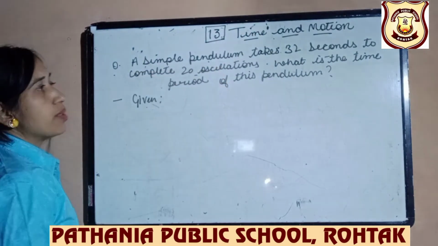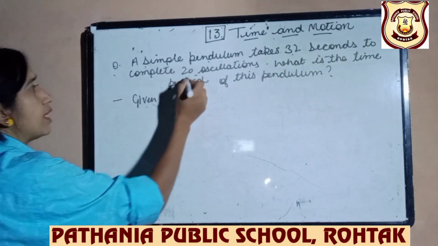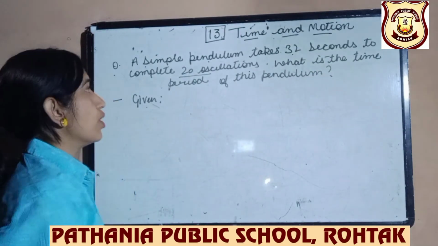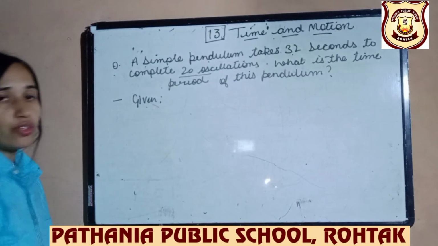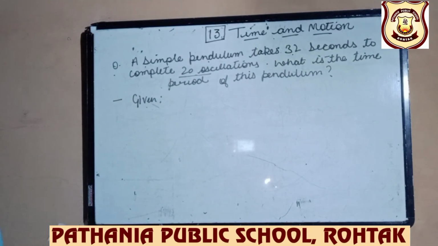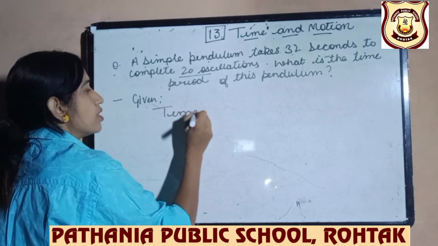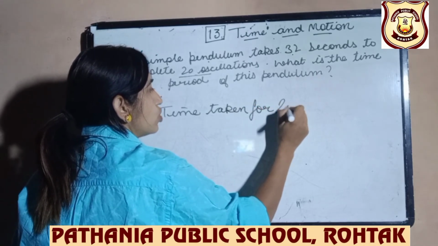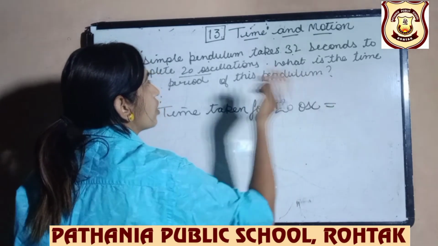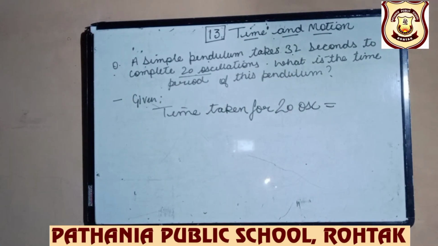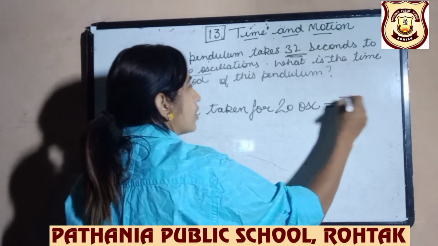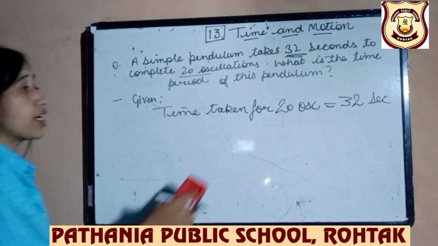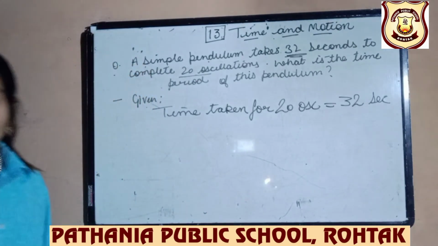A simple pendulum takes 32 seconds to complete 20 oscillations. What is the time period of this pendulum? So what is given, I should write time taken for 20 oscillations. How much time is it given, beta? It is given 32 seconds. Okay. Time taken for 20 oscillations is equal to 32 seconds.